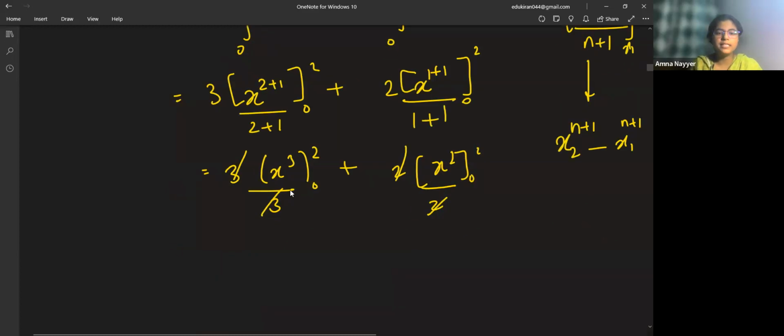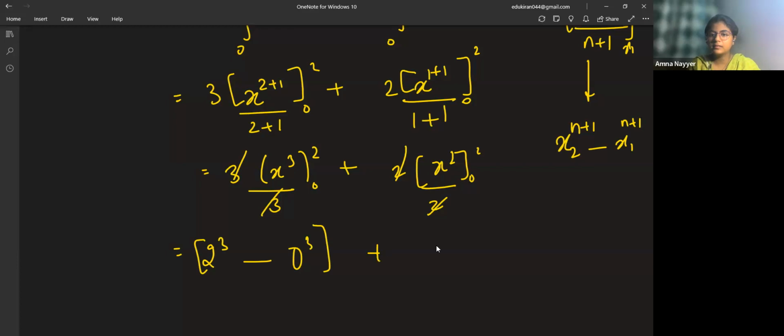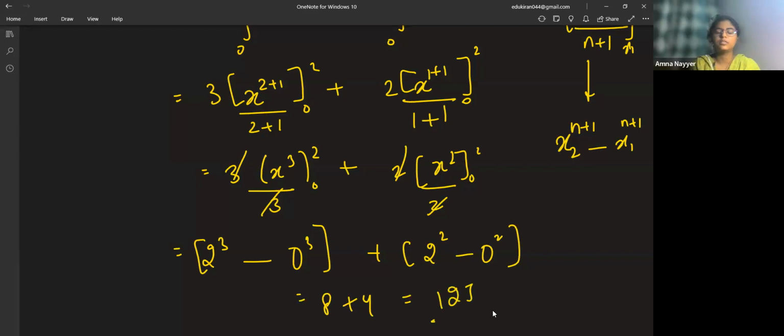So upper limit first, x2 to the power n plus 1, which came as 3, minus the lower limit to the same power. Upper limit here is 2 square minus the lower limit. That is 8 plus 4, which is 12 joules. This is the answer.